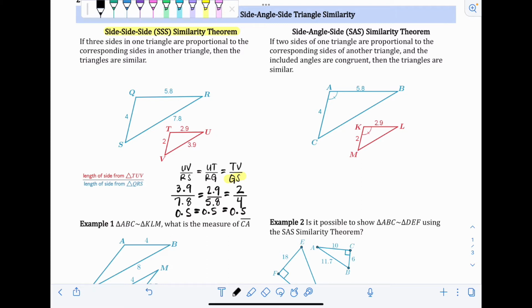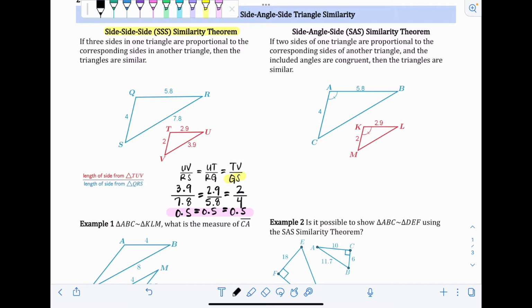Okay, so we've set up our proportions, we set them all equal to each other, and it was true. All of the ratios between all the sides ended up being 0.5 or 1/2, depending on how you simplified. So as long as all of the side ratios are the same, that means that all the sides are proportional to each other, so we can say they're similar.